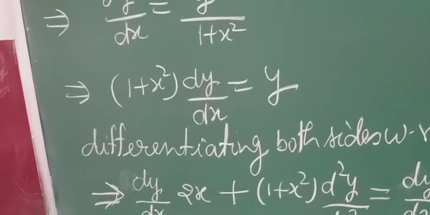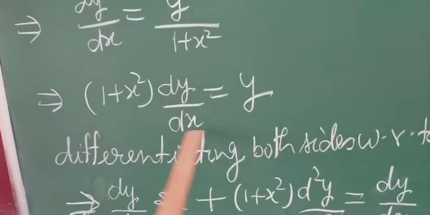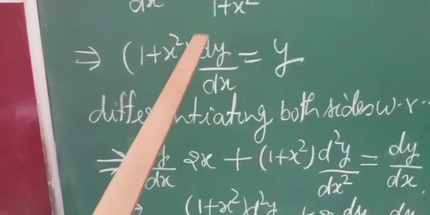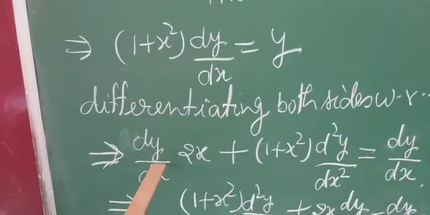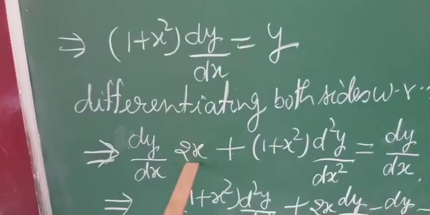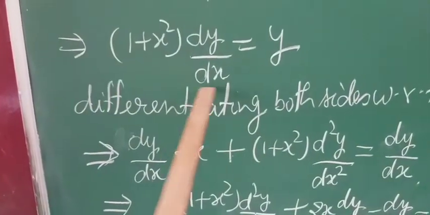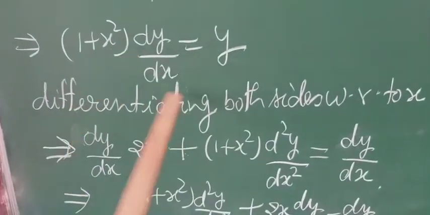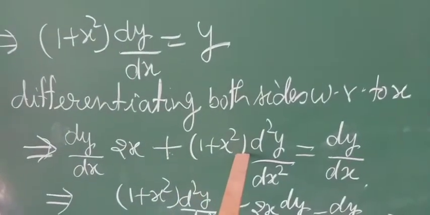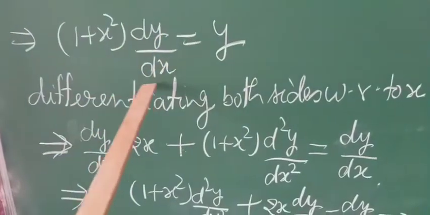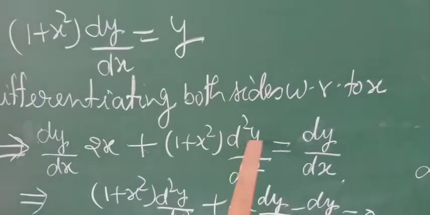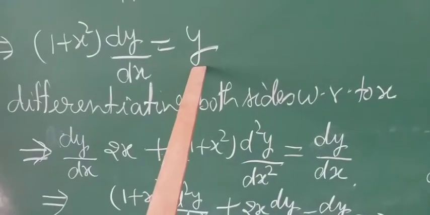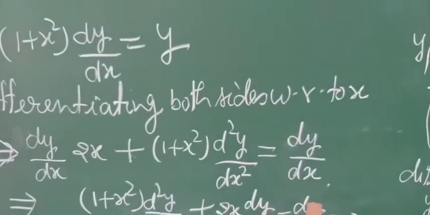Okay. So now I am going to differentiate both sides with respect to x again. dy by dx as it is, the derivative of 1 plus x square is 2x, because I am using the product rule here, plus the first term 1 plus x square will remain as it is, the differentiation of dy by dx, so d square y upon dx square. Now on this side y, so its differentiation is dy by dx.